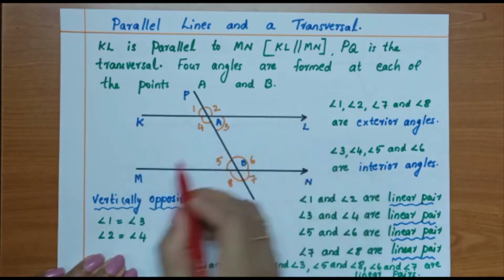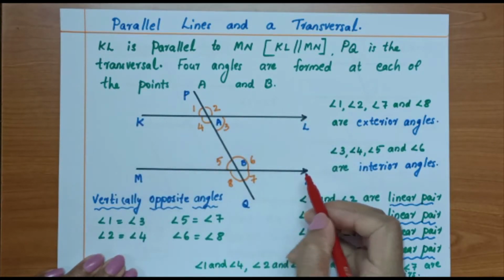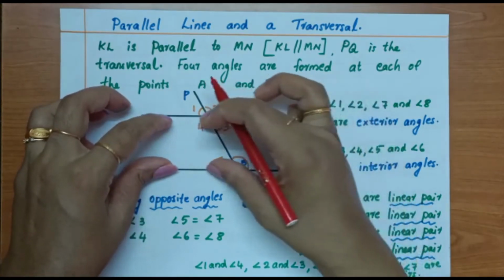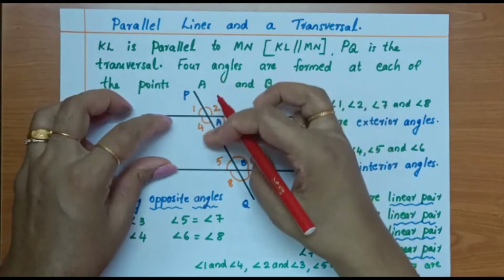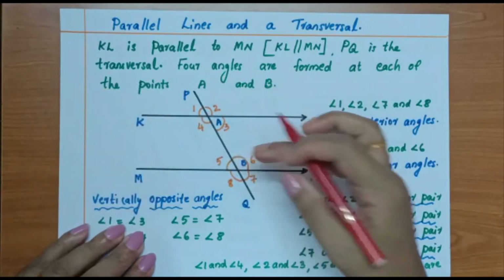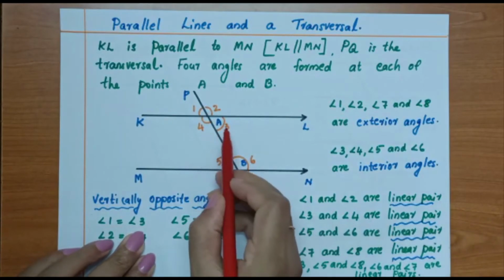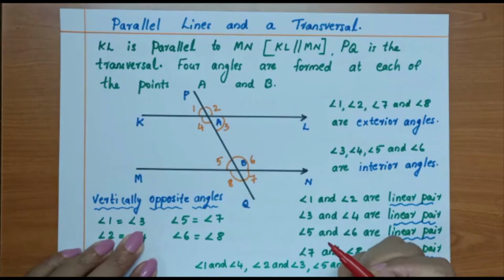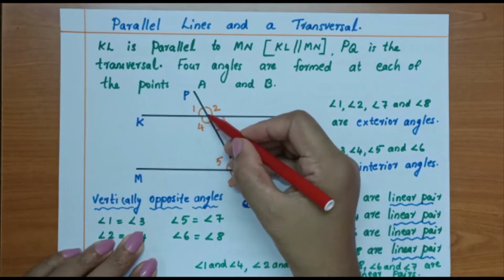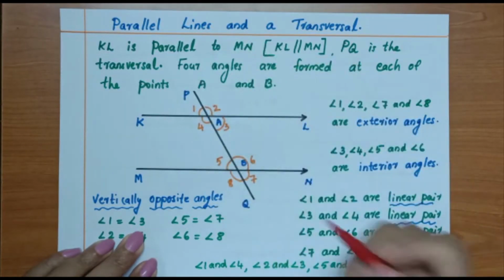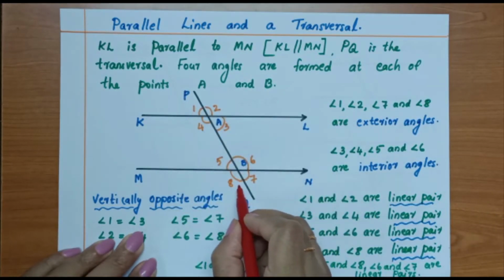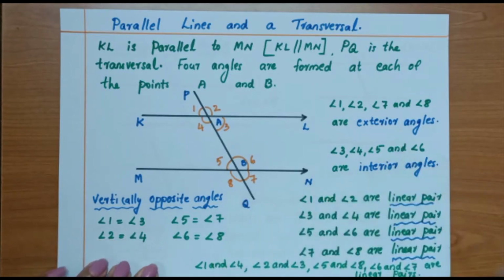So KL and MN are parallel lines. These four angles are inside the parallel lines. The angles which are inside the parallel lines are called interior angles. That means angle 3, angle 4, angle 5 and angle 6 are interior angles. And the angles which are outside the parallel lines, that means here angle 1, angle 2 and here 8 and 7, these four angles are the exterior angles.